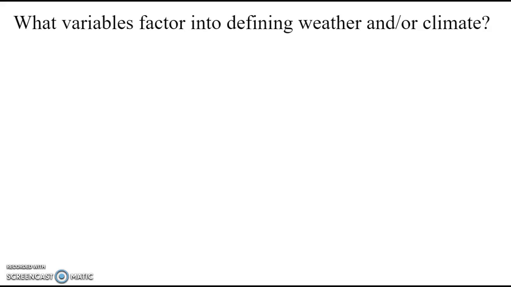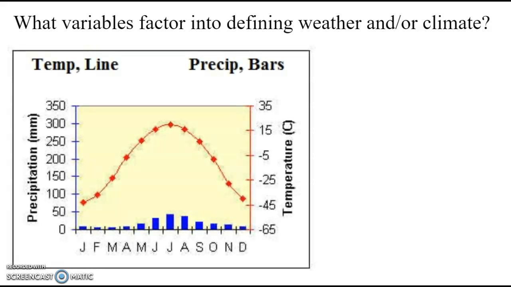So what variables factor into weather and climate? Well, there's two biggies that are usually mentioned when discussing weather and or climate. We want to know about the temperature and we want to know about the precipitation, because all life hinges on having available water for organisms, and the availability of that water is often determined by the temperature. So temperature and precipitation, critical.